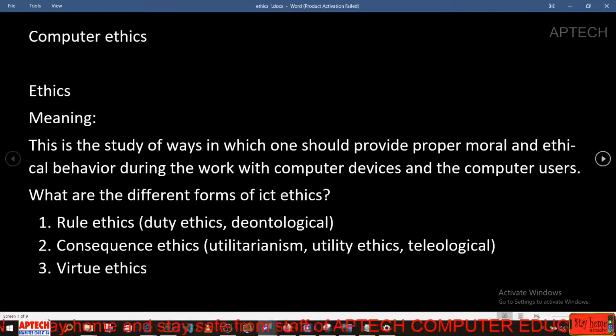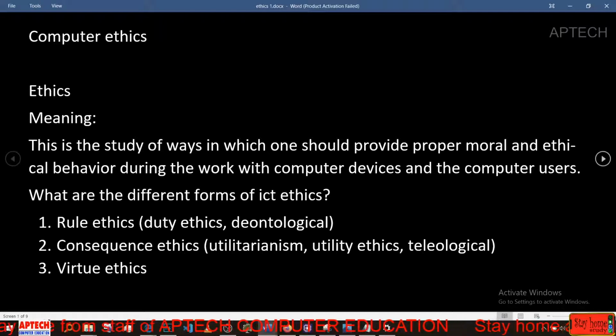The first thing is the meaning. What is computer ethics? This is the study of ways in which one should provide proper moral and ethical behavior during the work with computer devices and computer users. So basically it deals with how you conduct yourself in front of a computer and how you conduct yourself around people who are using computers. Basically, that's it. There's no magic formula for that one.